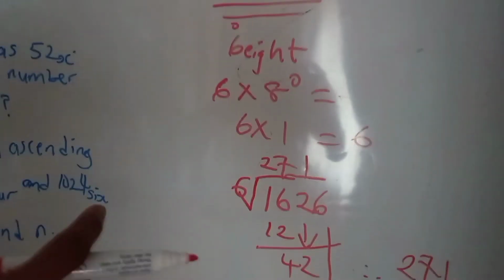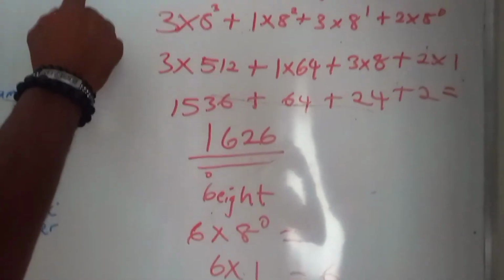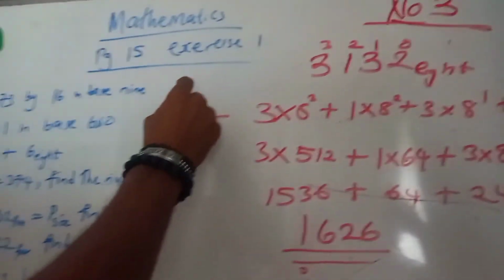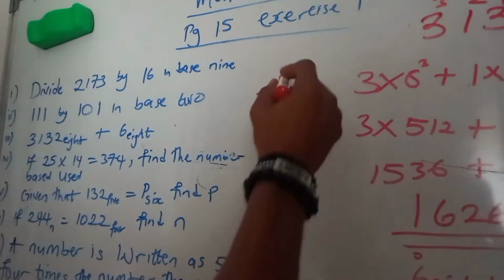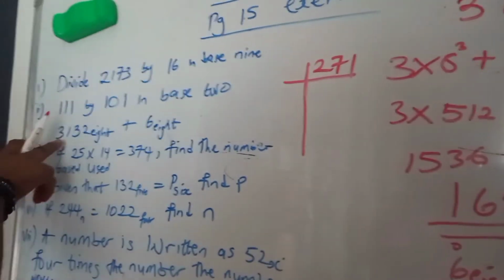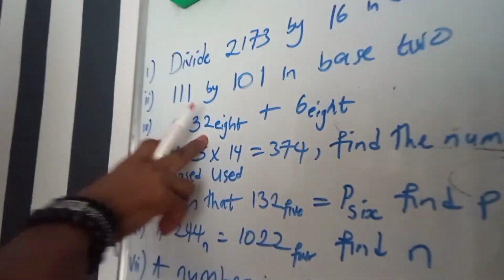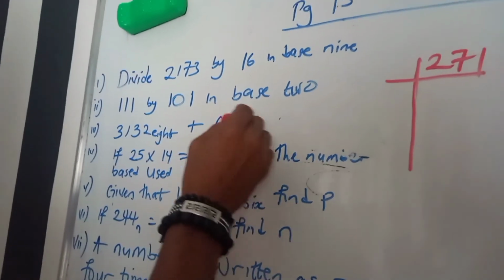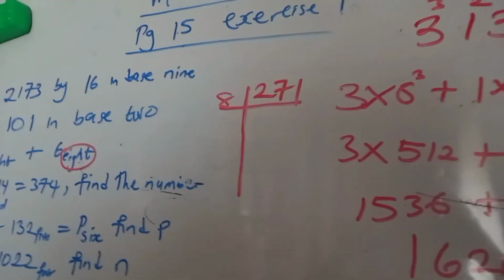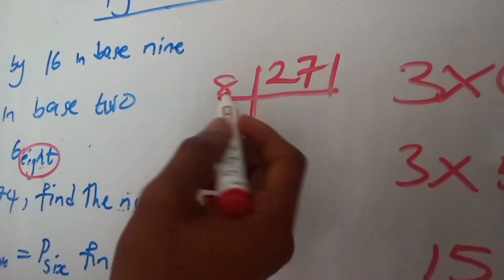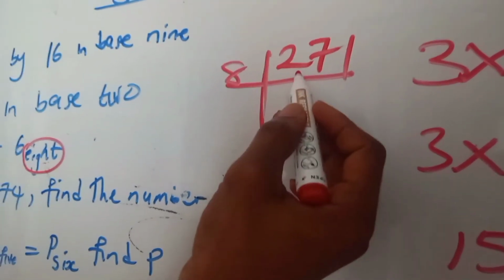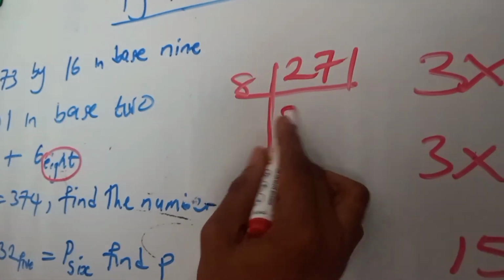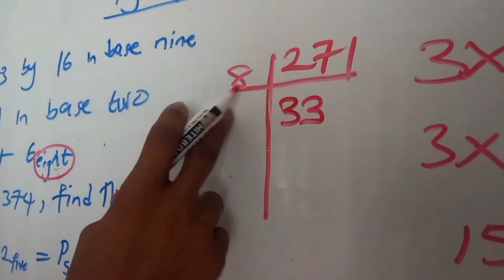So we now draw our division pattern. Place our 271. It's no longer 3132. It's now 271, base 8. So we have 8 here. How many times will 8 go into 271? 33 times, because 8 times 33.